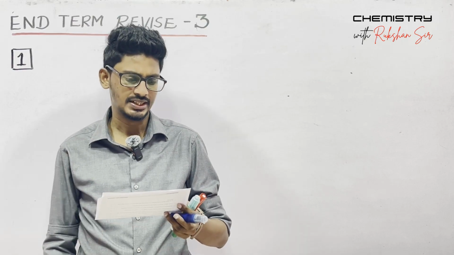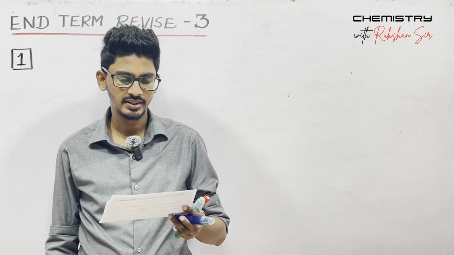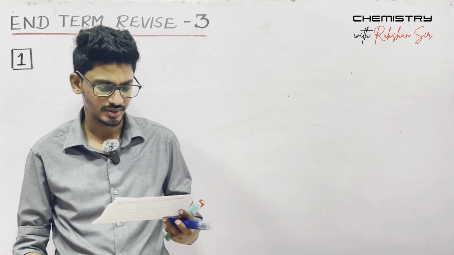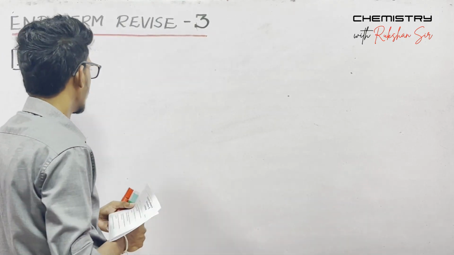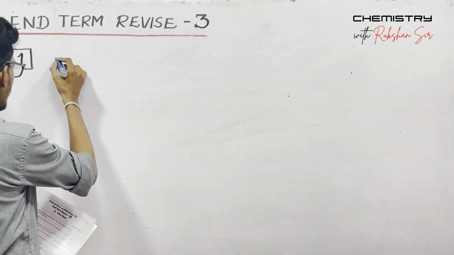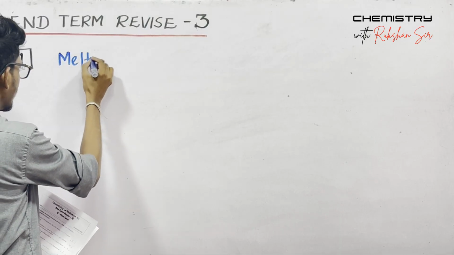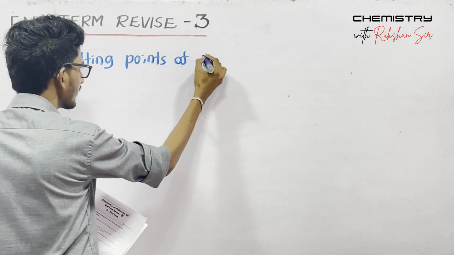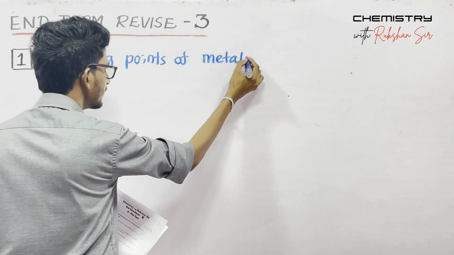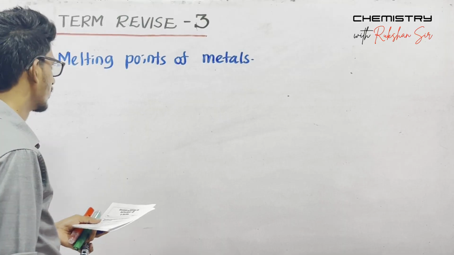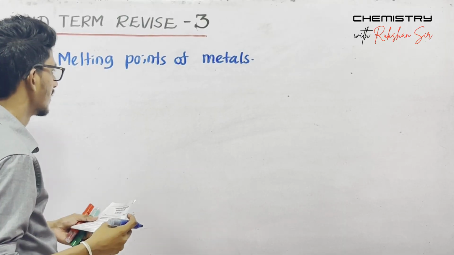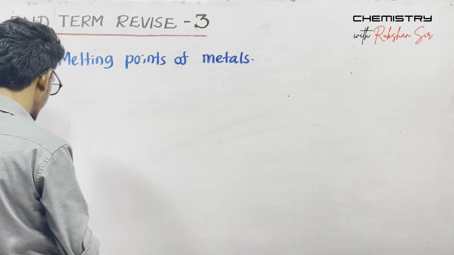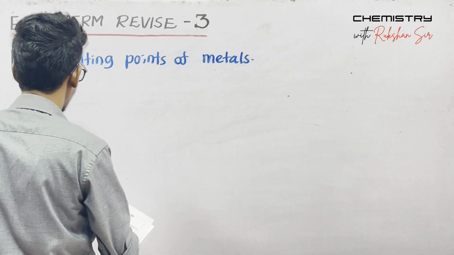Statement number 1: as molar mass of K is higher than that of sodium, the melting point of potassium is greater than that of sodium, right? This is about the melting points of metals. So we have to compare potassium and sodium. What are the major things we have to consider here? Melting points of metals depend on the metallic bonding strength. That is what we know, right?